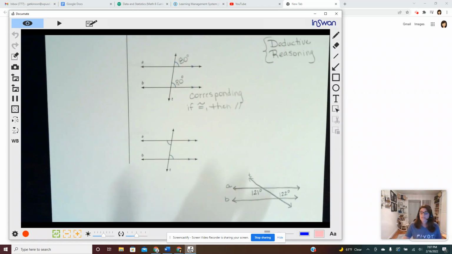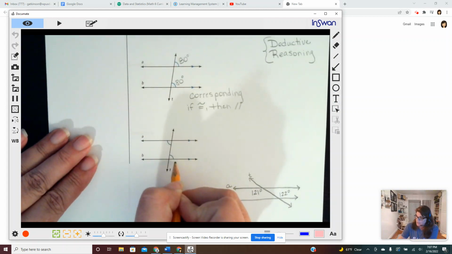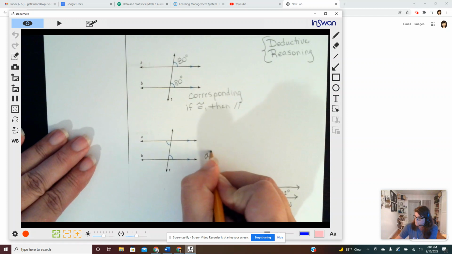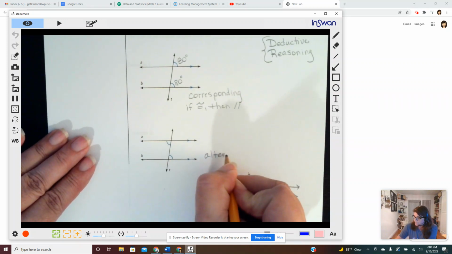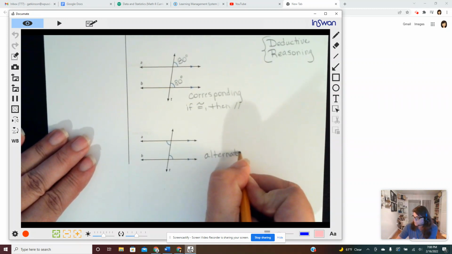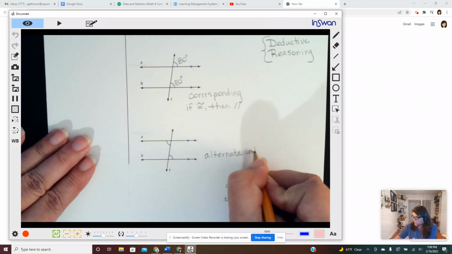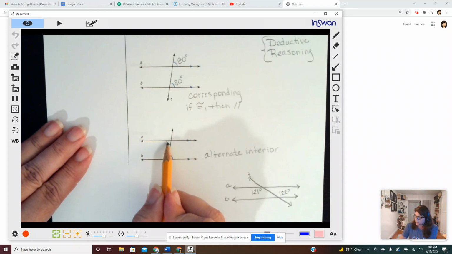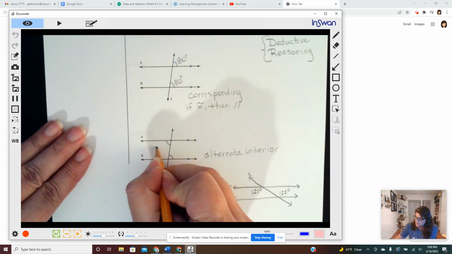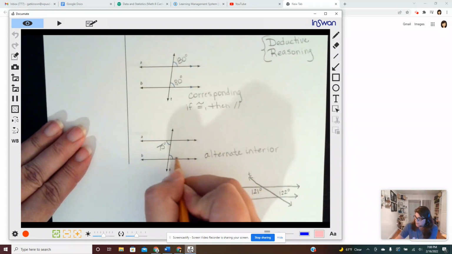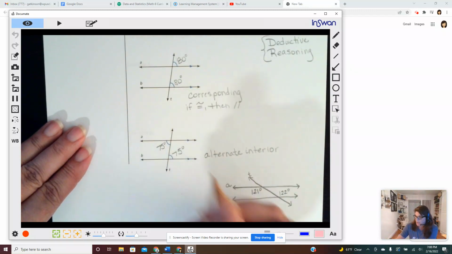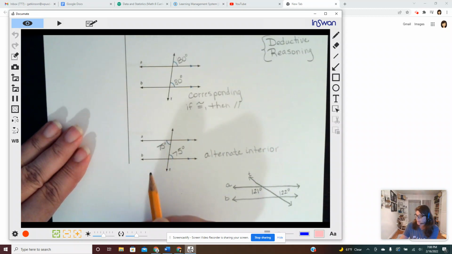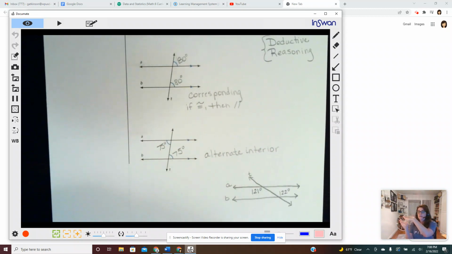Okay. Same thing here. Alternate interior angles. If each of these is 75 degrees, and you can tell I am not measuring them, I'm just trying to be reasonable, then if they're congruent, the lines must be parallel.